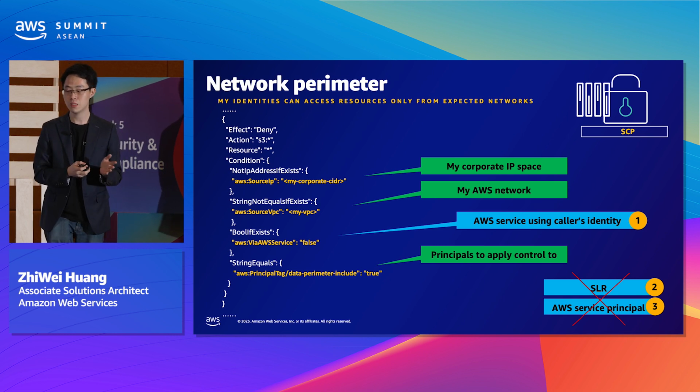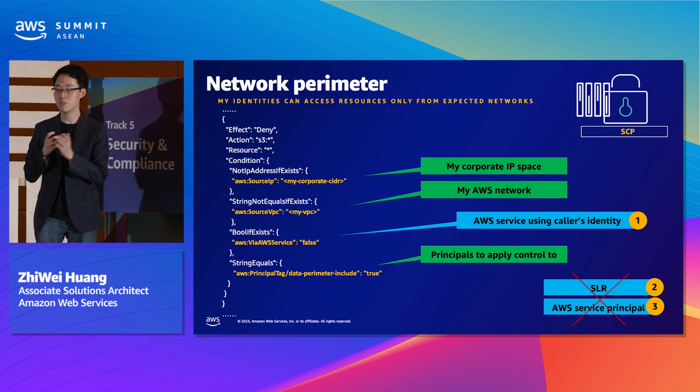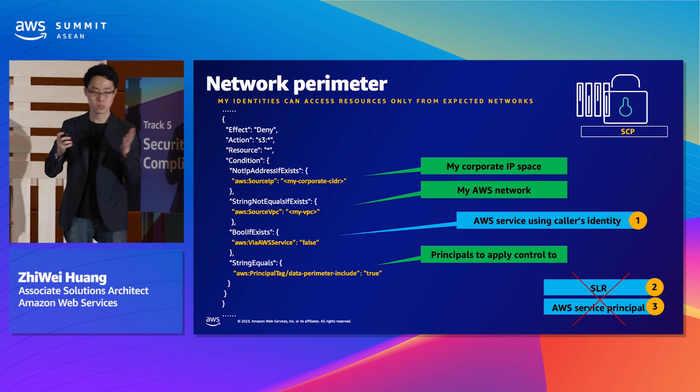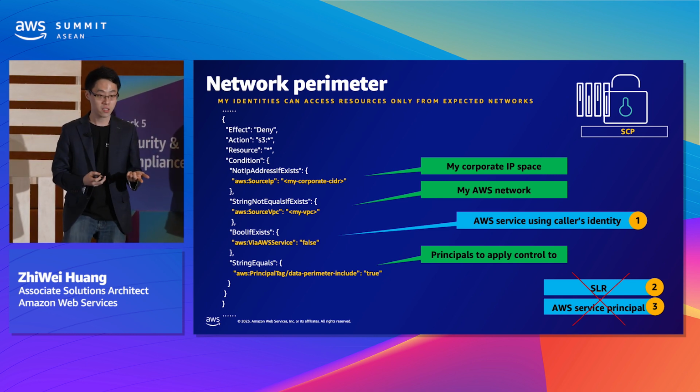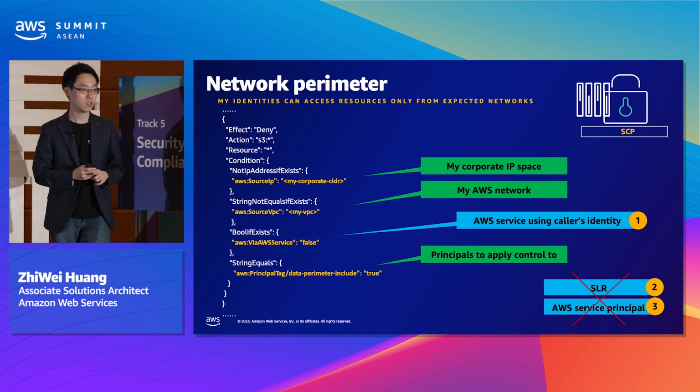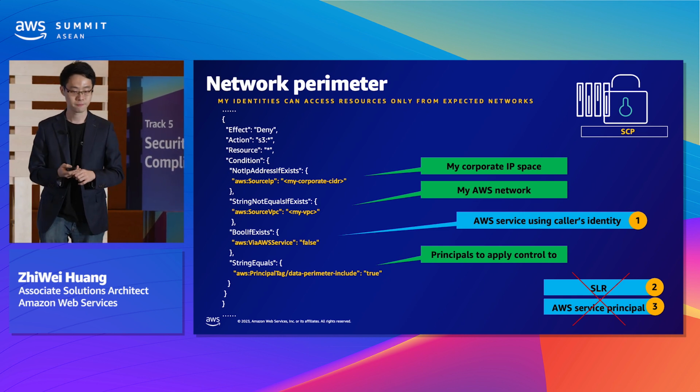It's easier to implement network perimeter controls with service control policy because SLRs and service principals are AWS identities and are not affected by service control policies.